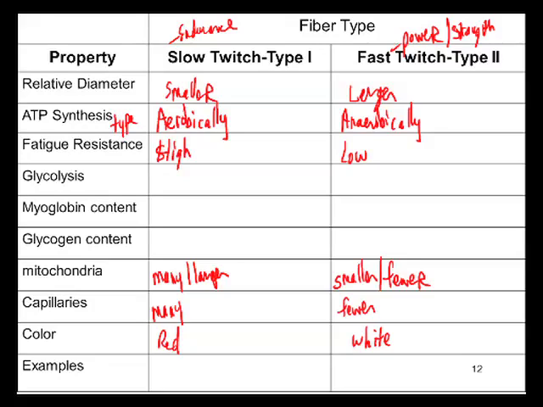Fast twitch fibers undergo a fast rate of glycolysis. Glycolysis occurs very, very rapidly. And to provide fuel for that process, they have high amounts of stored glycogen.